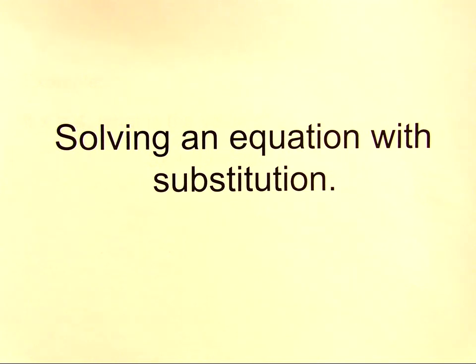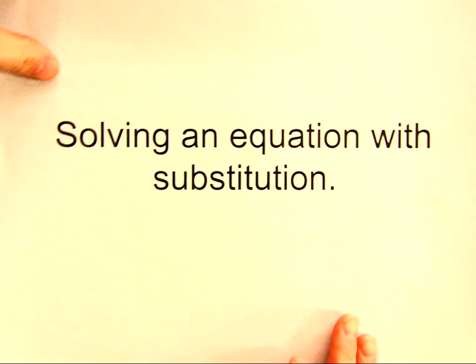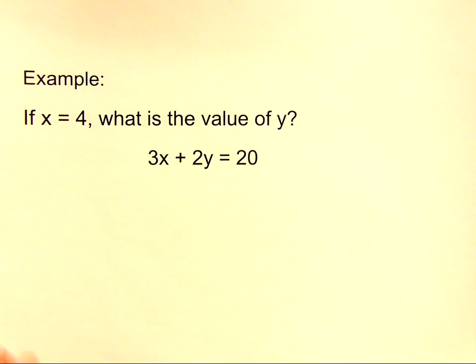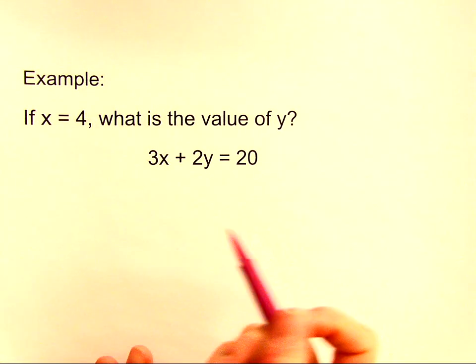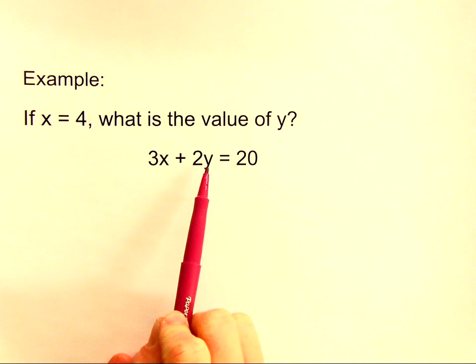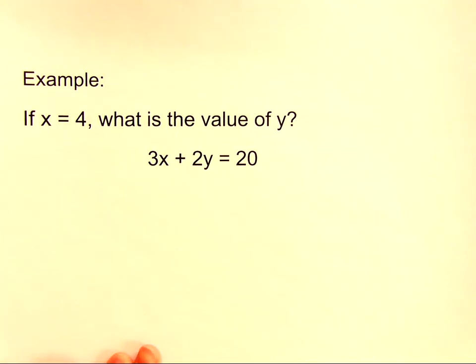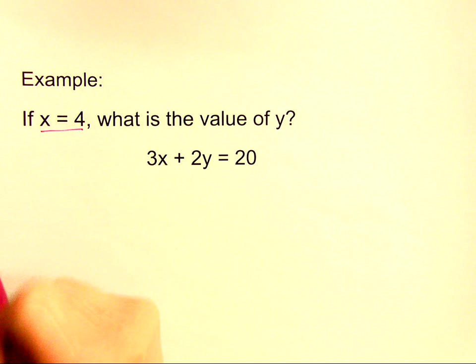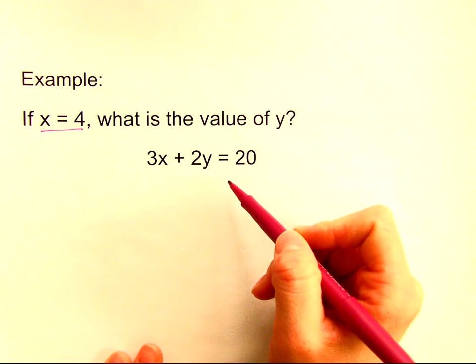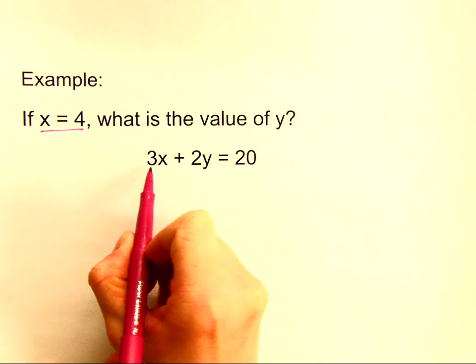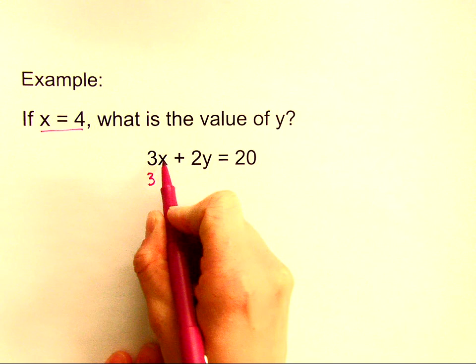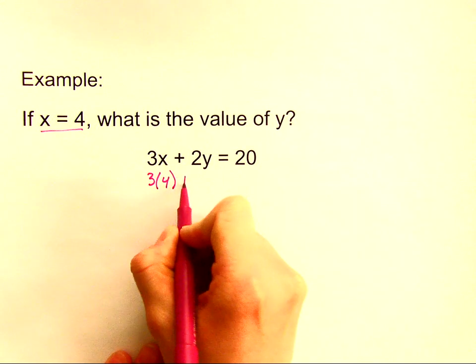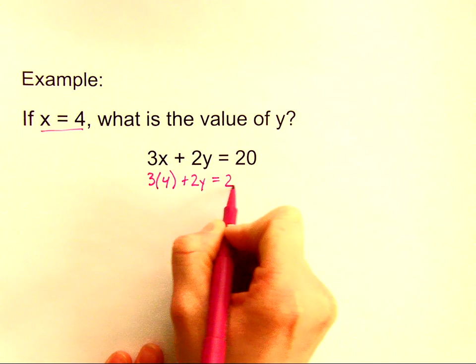Alright, in this video you're going to be solving an equation where you have to do a simple substitution. So if we look at this equation right now, there are two variables. So currently we can't solve it. But if I gave you a value, so say if x was 4, then y is the only value we don't know. So we can rewrite this equation and replace x with 4 because they're equal to each other.